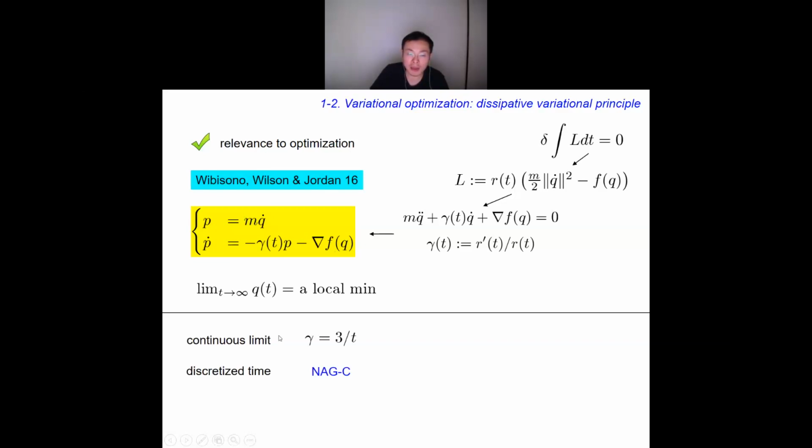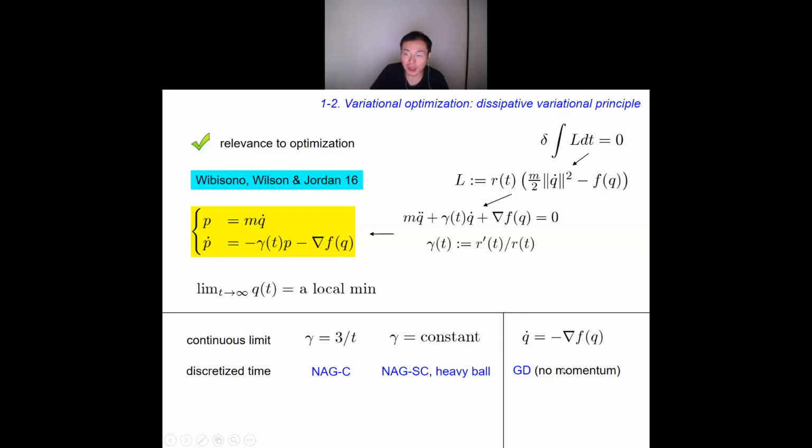But then you can also get numerical algorithms. In fact, if you choose gamma to be 3/t and you discretize the time of this system in a very specific way, you recover a celebrated method in convex optimization called Nesterov accelerated gradient for convex functions. If you choose gamma to be something else, one discretization gives you another celebrated method called Nesterov accelerated gradient for strongly convex functions, and another discretization gives you heavy ball. Everything should be contrasted with gradient descent, which is a forward Euler discretization of gradient flow dynamics.